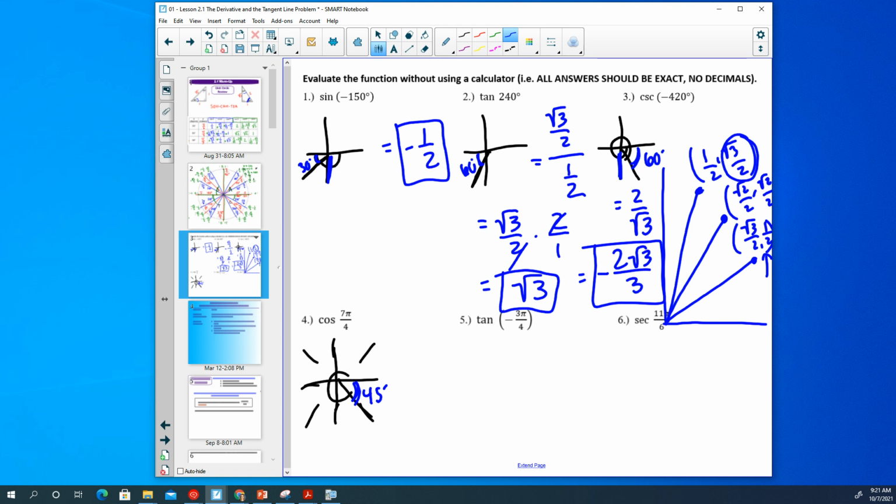All right, 45 degrees, cosine, square root of 2 over 2. And is cosine positive or negative in quadrant 4? Positive, because that's on the x-axis side, right? Square root of 2 over 2.